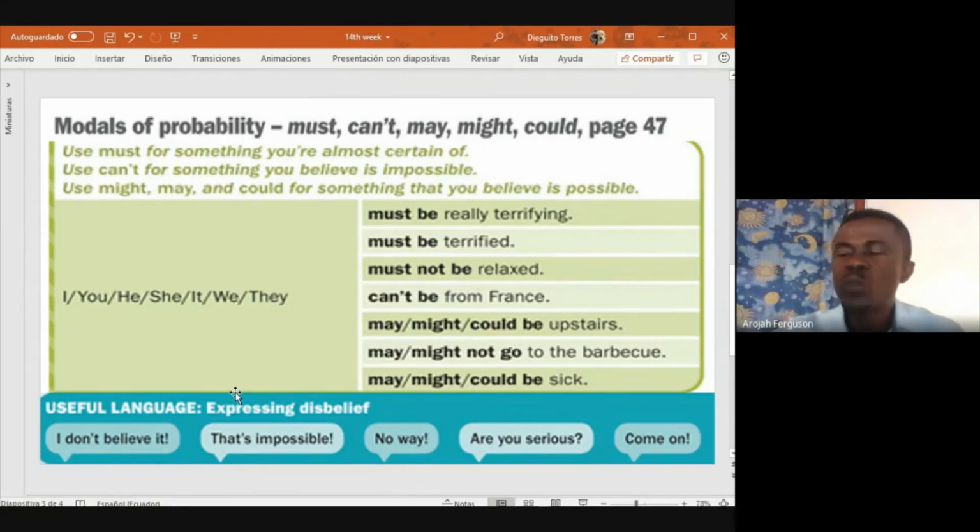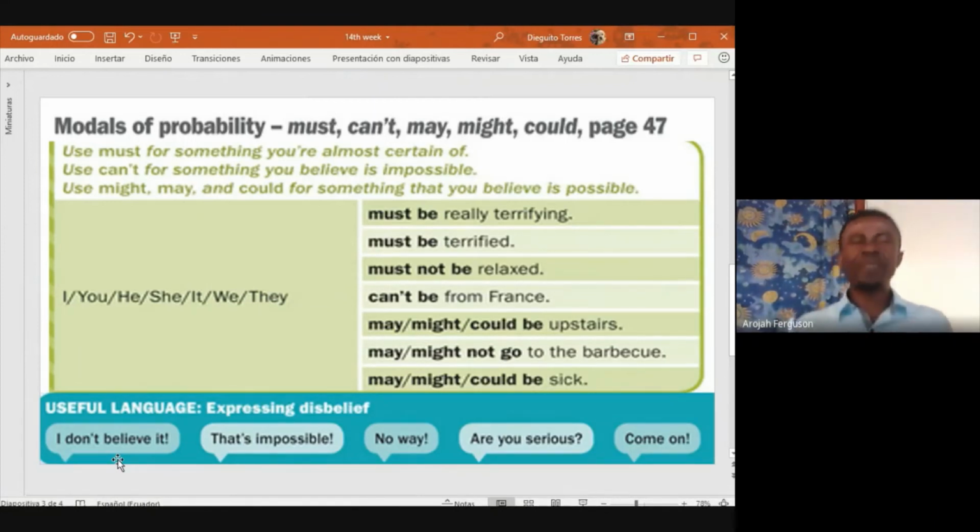Okay, so the first one is "I don't believe it." Example: my brother won the competition. "Really? I don't believe it." So it expresses an impossibility. You don't believe it, so it's an impossibility.